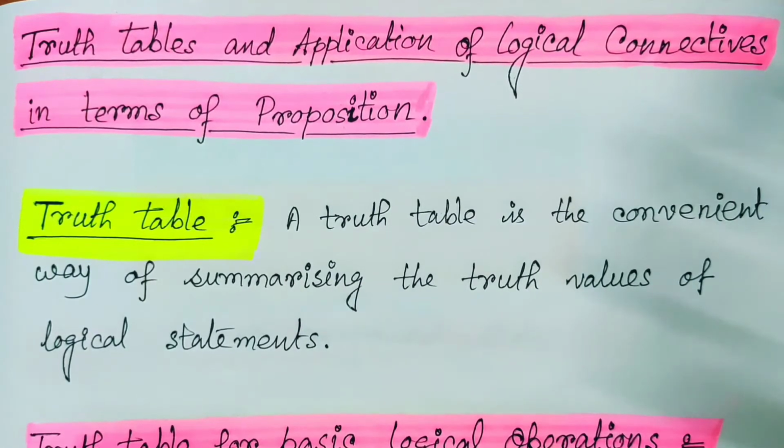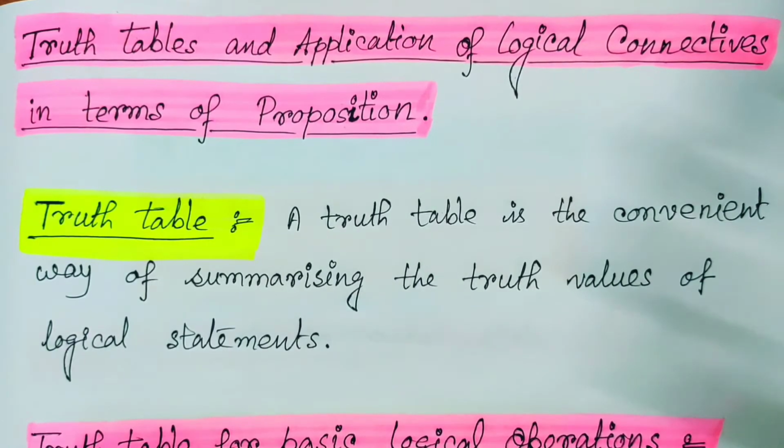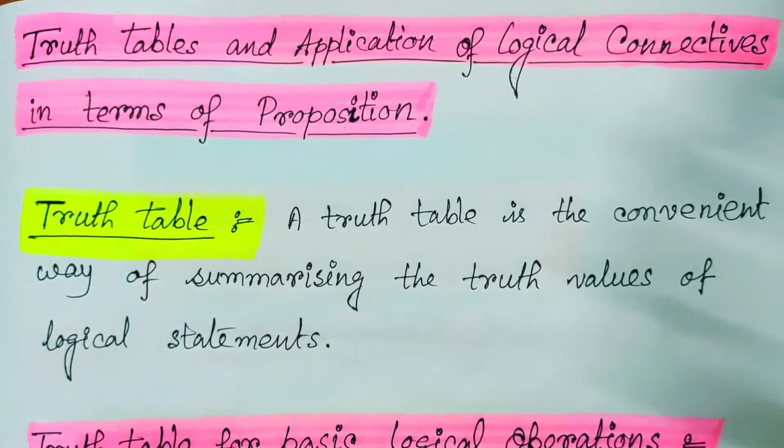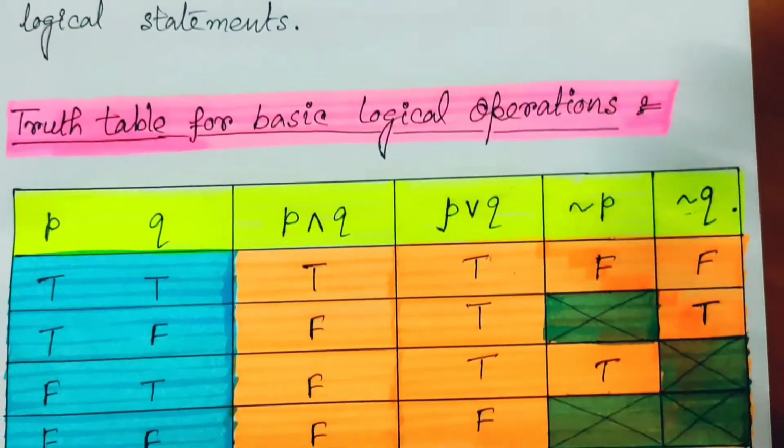In this video, we are going to learn about truth tables and the application of logical connectives in terms of propositions. So first of all, what is a truth table? A truth table is a convenient way of summarizing the truth values of logical statements. We should follow this truth table with a proper example.